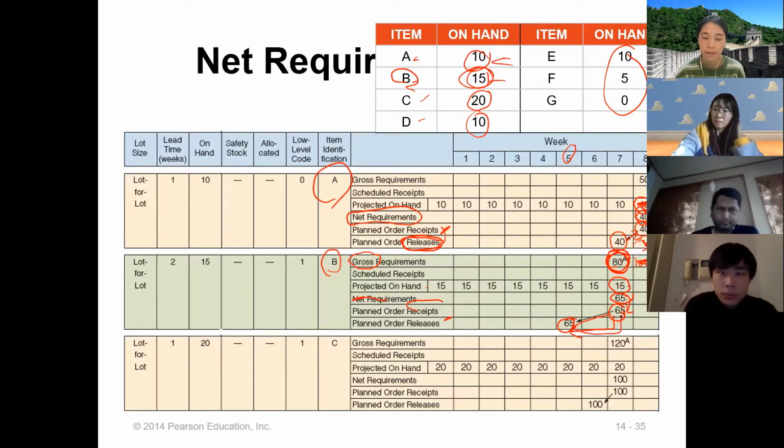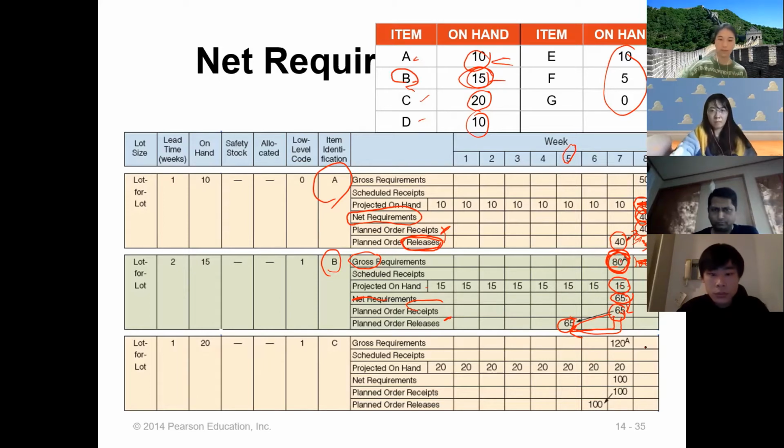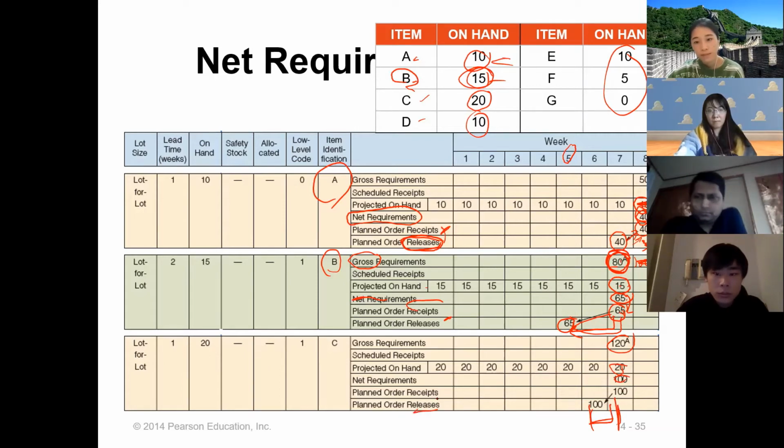And at week 7, it will arrive. It will arrive, then you can make A. So that's the idea, okay? That's the idea of moving from there. So same thing for C, you require 120, 40 times 3, if I remember correctly. So the same thing. And this is because of the lead time, then you get the plan order release.